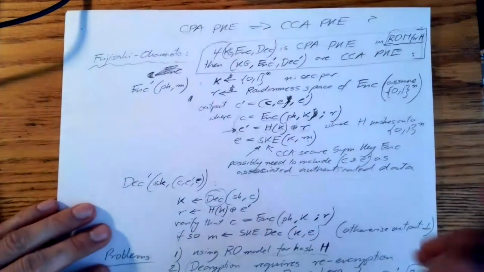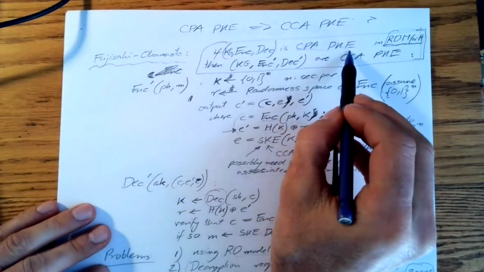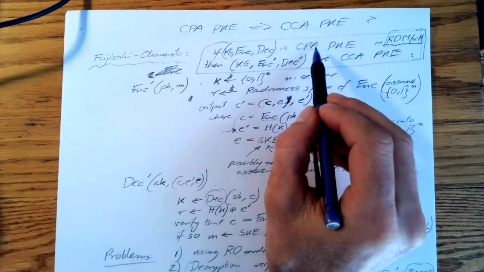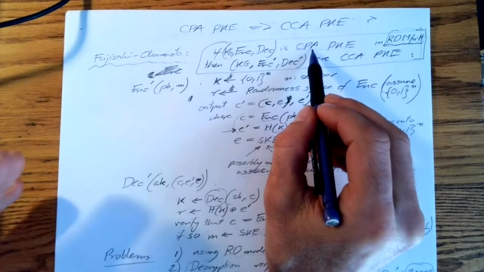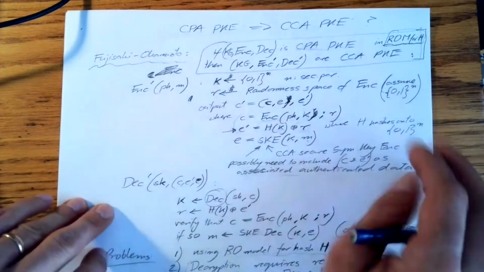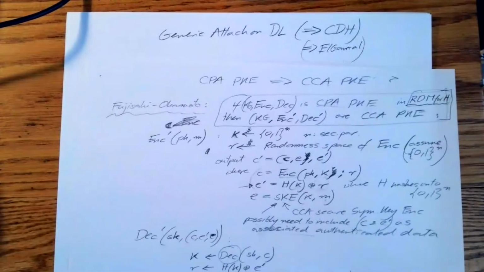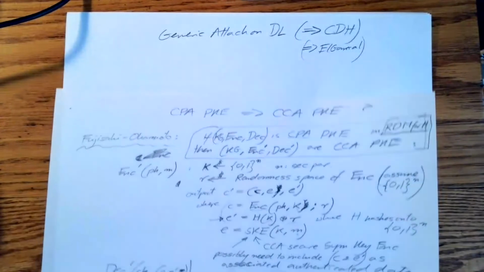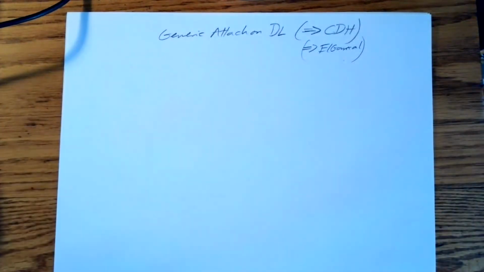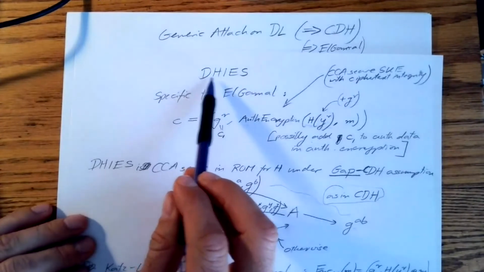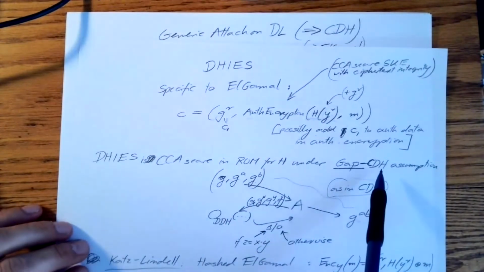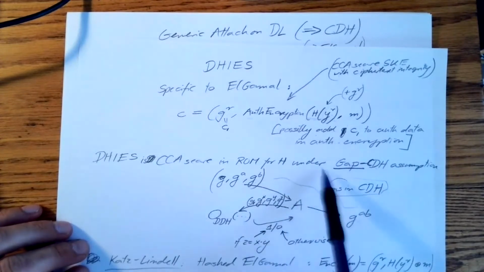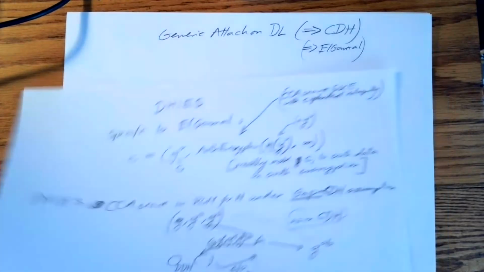Because in all these, in the Fujisaki-Okamoto, we need CPA security of the encryption scheme, and that was for textbook ElGamal based on the decisional Diffie-Hellman assumption. So breaking computational Diffie-Hellman breaks the decisional one. And the same for DHIES. We need CDH to be strong. And if we break it, then of course this gap version is broken as well, right?